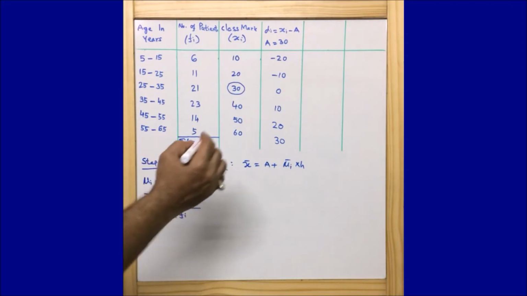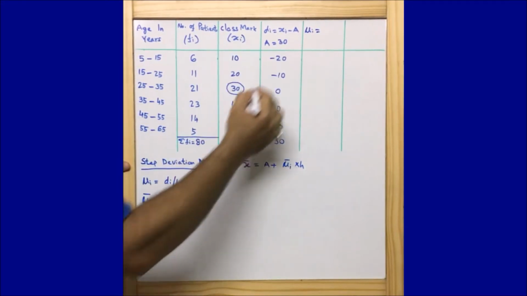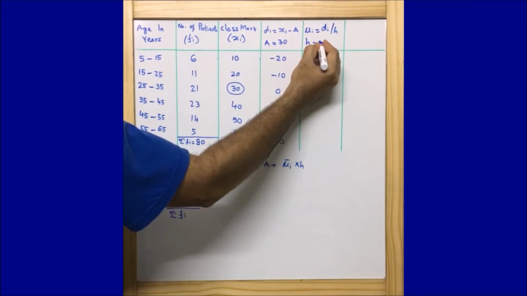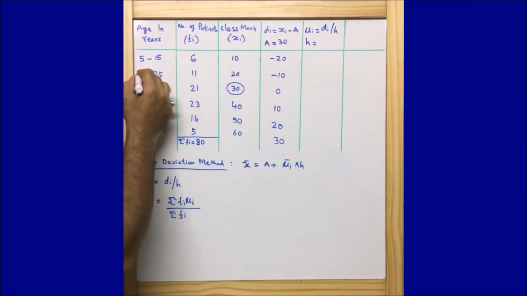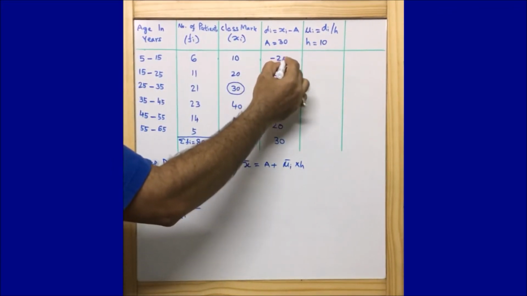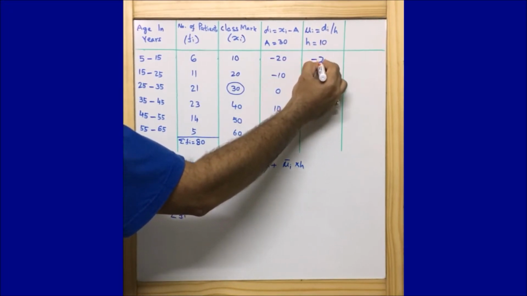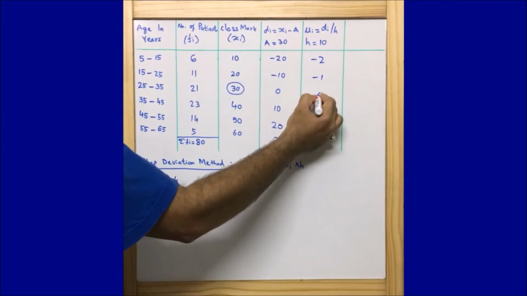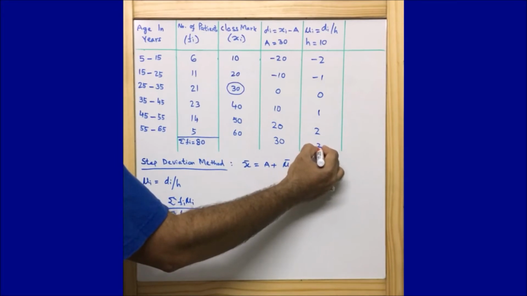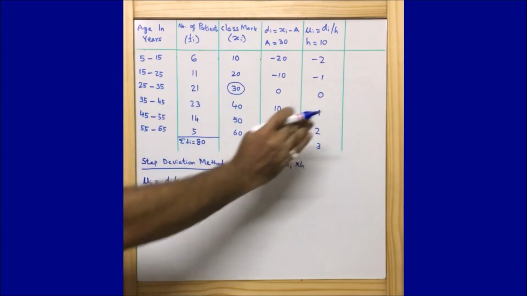Now let us find out ui. So ui is nothing but, as I told, di by h. So I can write di upon h. Here h or class height is 10, because 5 plus 10 is 15, or 15 plus 10 is 25. So h is 10. So minus 20 divided by 10 is nothing but minus 2. This is minus 1, this is 0, 10 upon 10 is 1, 20 upon 10 is 2, 30 upon 10 is 3. You could see how we convert these huge or large numbers into very small numbers.